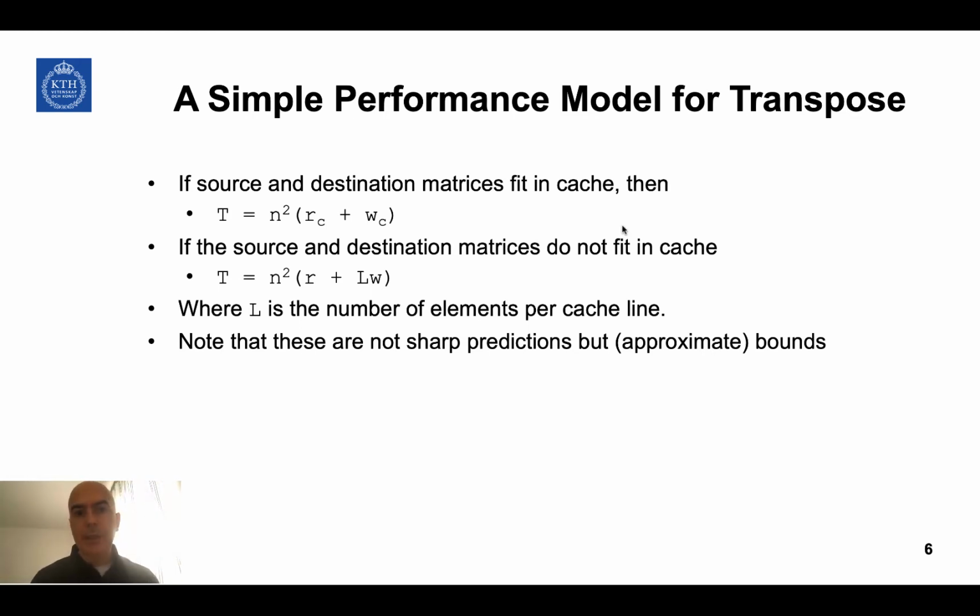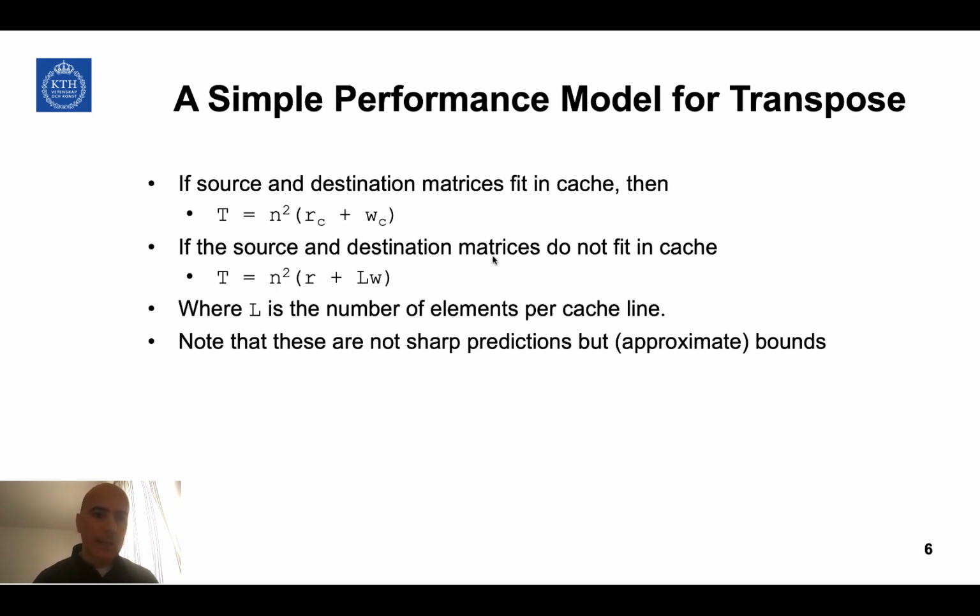A different case is when the source and destination matrices do not fit in the cache. So in the case that the matrices are too big, they won't fit into the cache. This will be our model for predicting the execution time. It will still be n squared reads and writes, and then we have the time required for loading from the main memory, and also the time it takes to write to the main memory, multiplied by L.